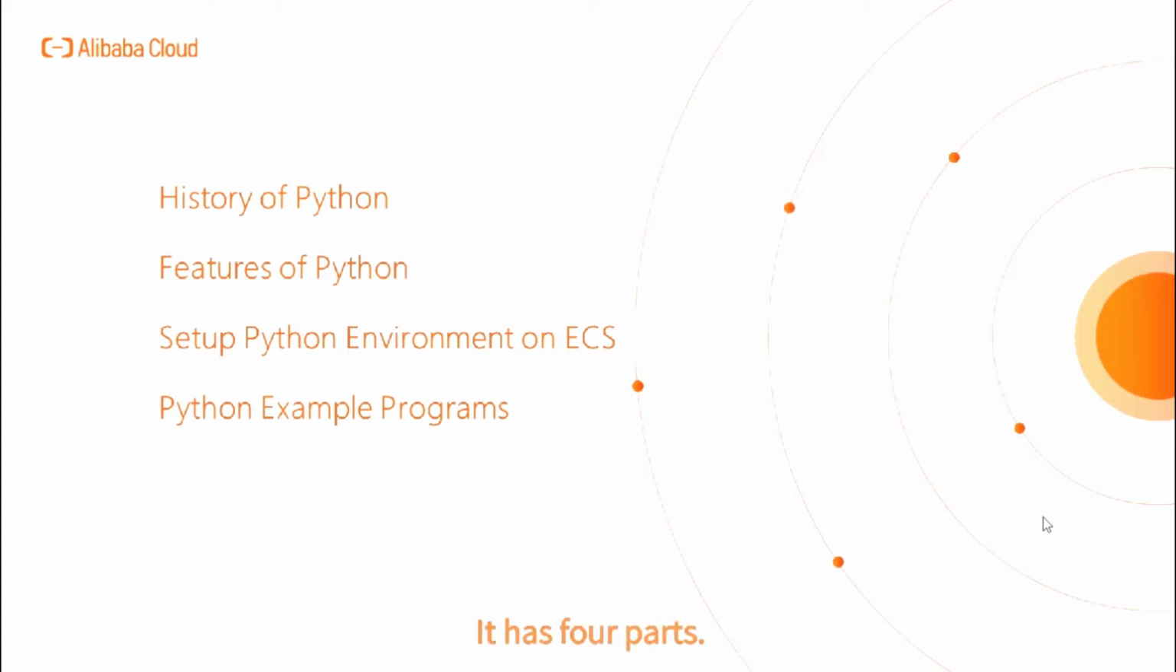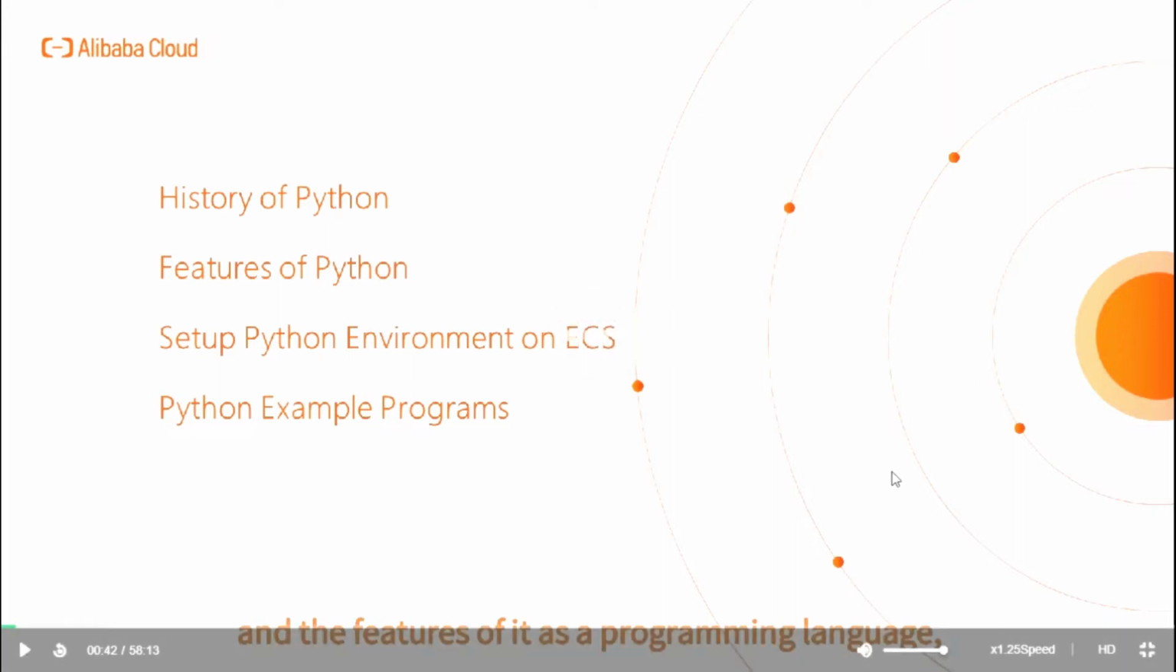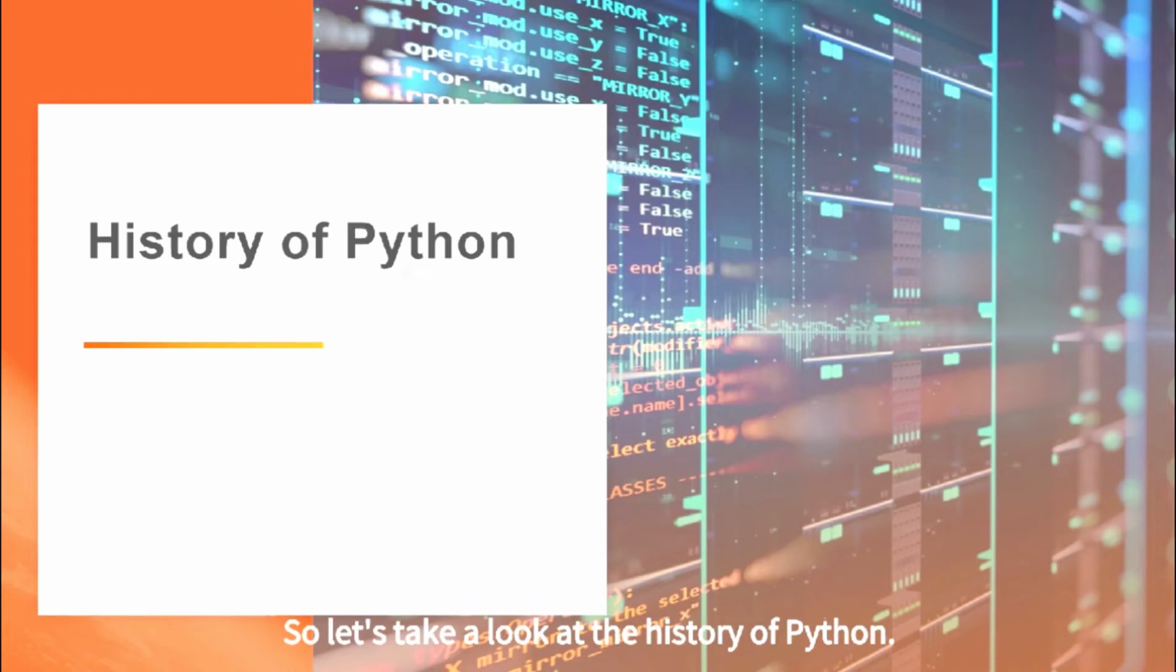It has 4 parts. First of all, the history of Python programming language and the features of it. And how to set up a Python development environment on Alibaba Cloud ECS. In the end, we'll have 2 simple Python examples. So let's take a look at the history of Python.